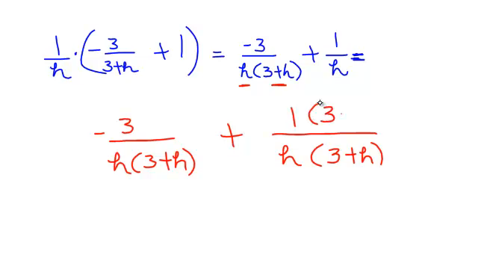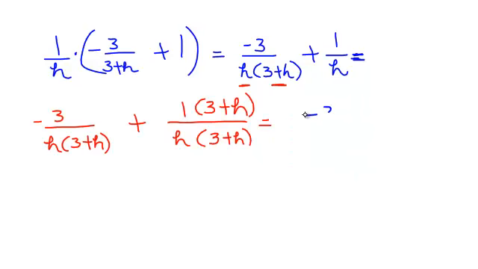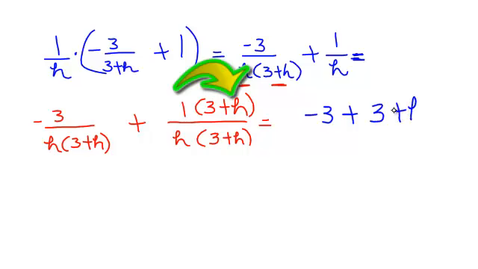So in the numerator, I can't just change 1 over h to this just because it's my birthday. Whatever I do to the denominator, in order to keep this fraction equal, I will also do it to the numerator. Now we have a common denominator. So all we have to do is add what is in the numerator. So in the numerator, I will have negative 3 plus, and 1 times 3 is 3, 1 times h is h. That is all over that denominator.